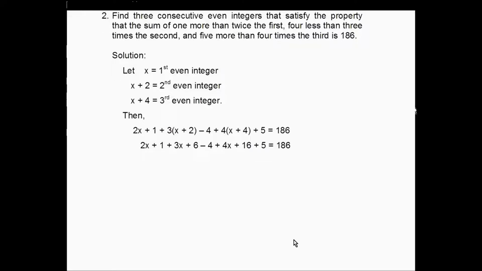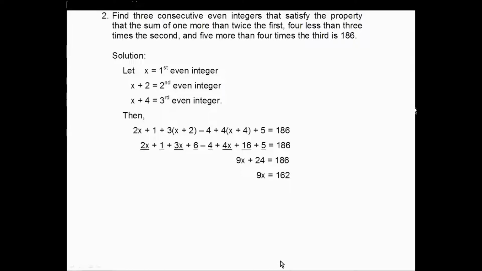So again, my equation is still rather long. I now want to combine some similar terms on the left. So if I combine my x's, 2x and 3x is 5x, plus 4 is 9x, so I got 9x. When I do my numbers, 1 plus 6 is 7, 7 minus 4 is 3, 3 plus 16 is 19, plus 5 is 24. So 9x plus 24 equals 186. Okay, finally the equation looks halfway decent. Subtract the 24. So 9x is equal to 162.